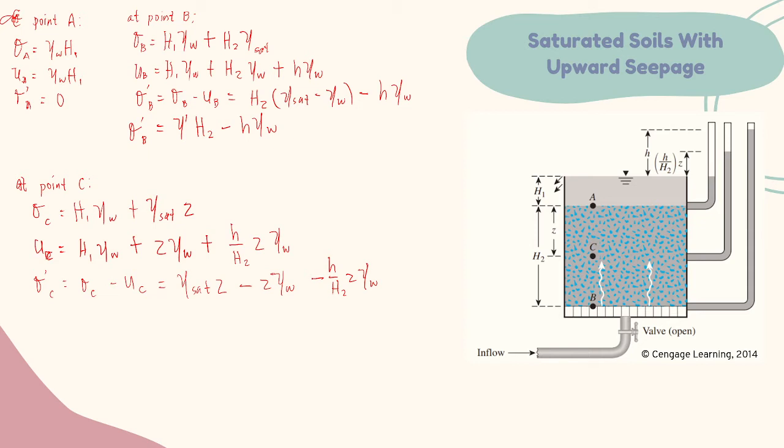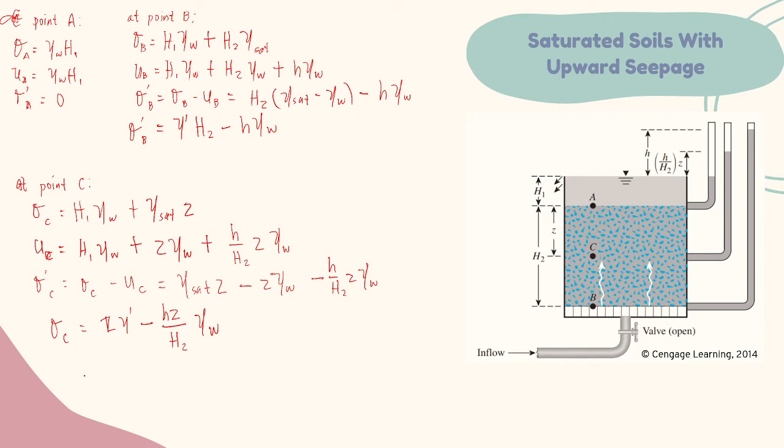So, we can simplify that. So, this sigma sub C is equal to Z times gamma prime minus H times Z all over H sub 2 times unit weight of water.